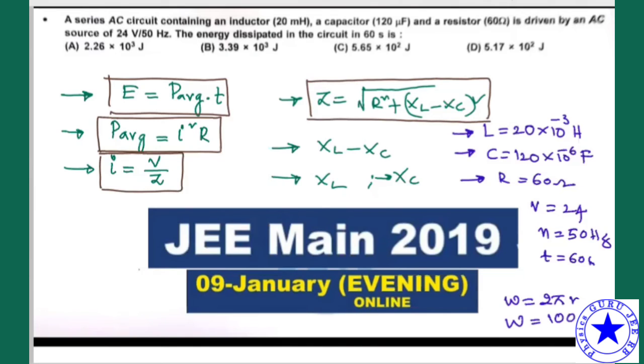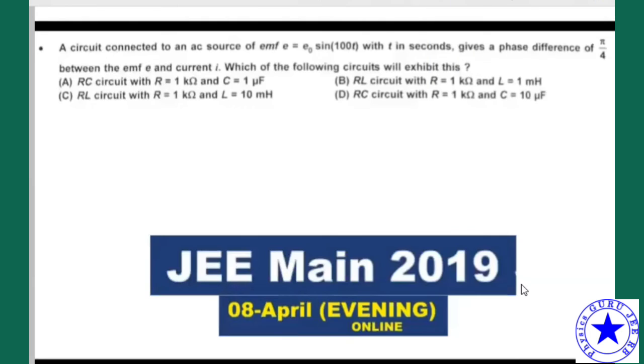Okay, now you can see here, JEE Mains 2019, 8th April. The question is: a circuit connected to an AC source of EMF E equal to E naught sin 100t, with t in seconds, gives a phase difference of pi by 2 between the EMF E and current I. Which of the following circuits will exhibit this? So each and everything we have to calculate.